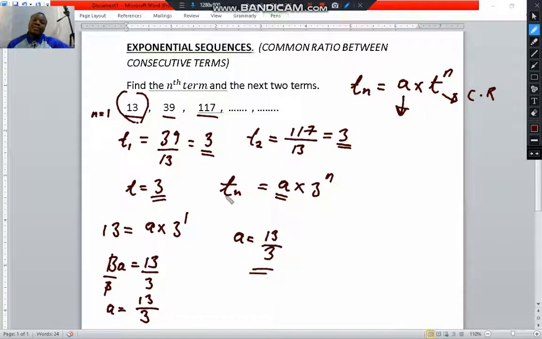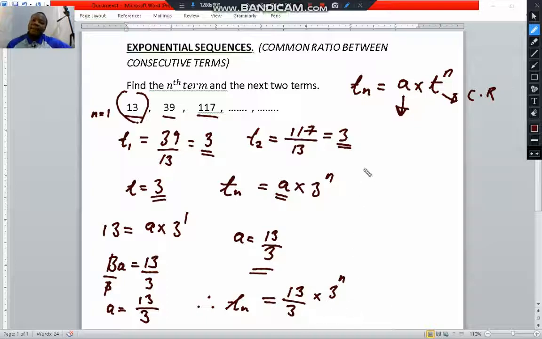So now we need to complete this formula. Therefore, our nth term Tn of this exponential sequence is going to be 13 over 3 times 3 to the power of n. If we do indices, we'll start writing this in a different form, but for now, let's just leave it like this. So our nth term formula now is this one here.